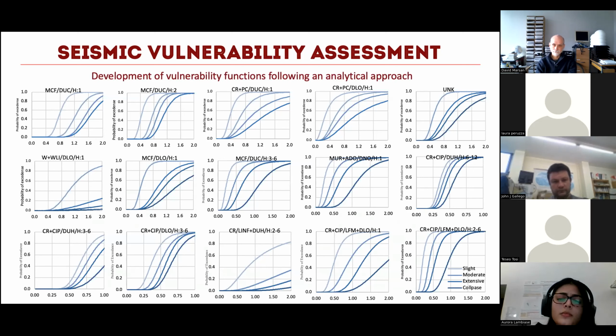One of the advantages of having analytical models is that then I can have vulnerability functions for all my building classes. This is, for example, the vulnerability model that was developed for different building classes in Costa Rica. I can cover all the building types.